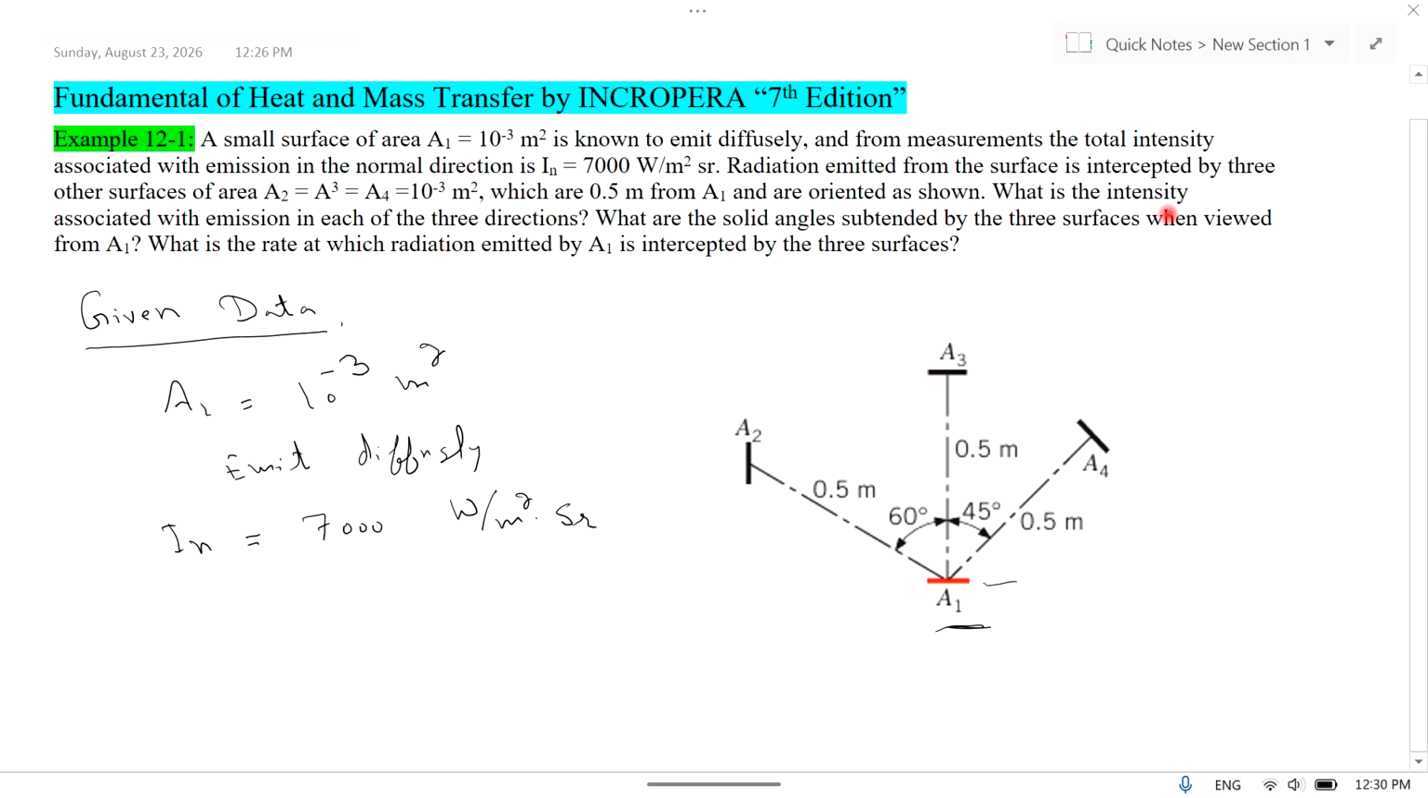Radiation emitted from the surface is intercepted by three other surfaces. A2 is equal to A3 is equal to A4, equal to 10 power minus 3 square meter. This is A2, this is A3, and this is A4. The areas of surfaces A2, A3 and A4 are each 10 power minus 3 square meter, which are 0.5 meter from A1. This is the distance, 0.5 meter.